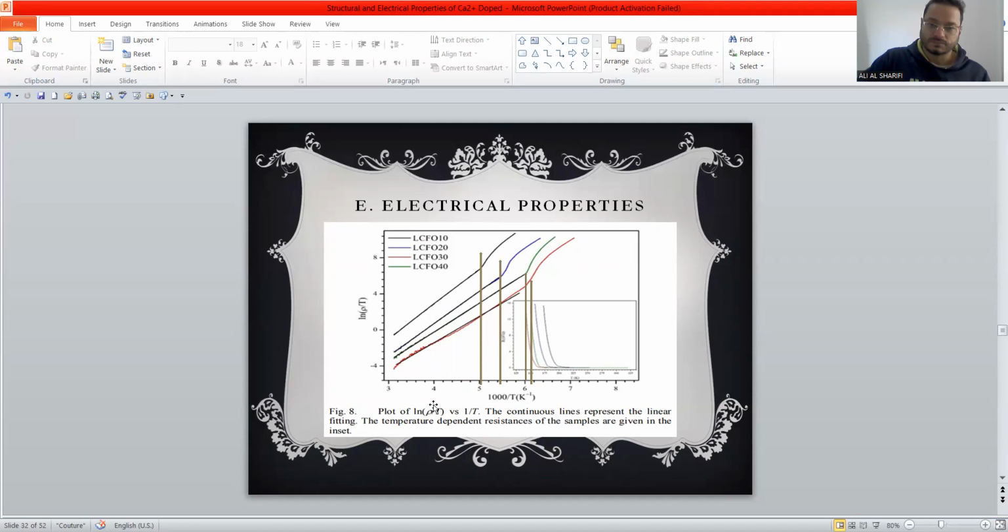Here, like I said, we have 4 concentrations of doping element, from 10 and finished at 40, 100%. What is the doping element here? The researchers used calcium 2+.